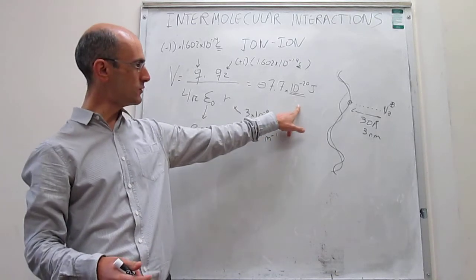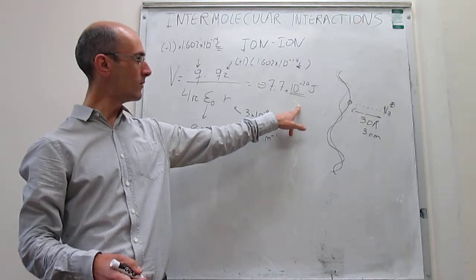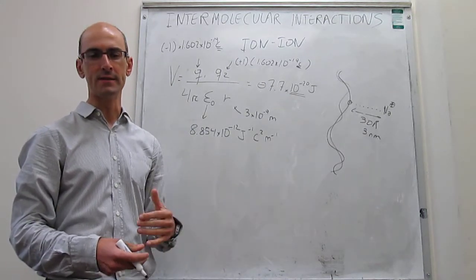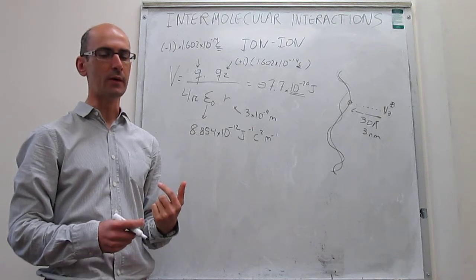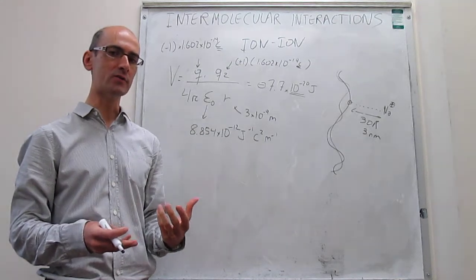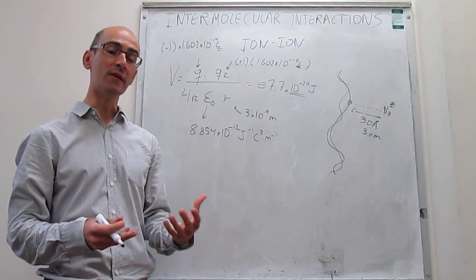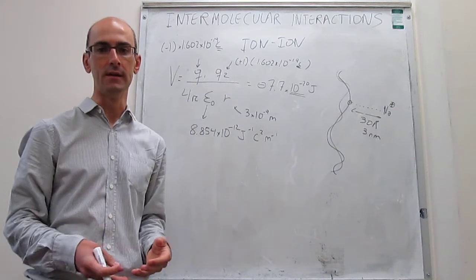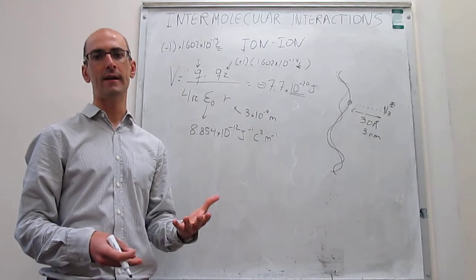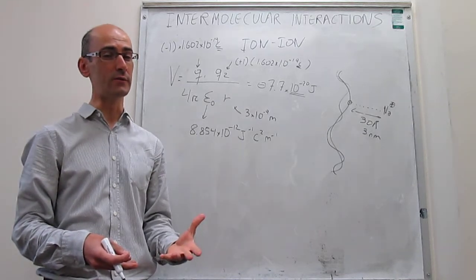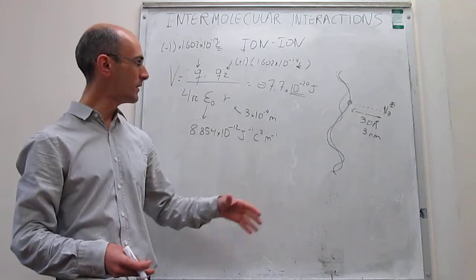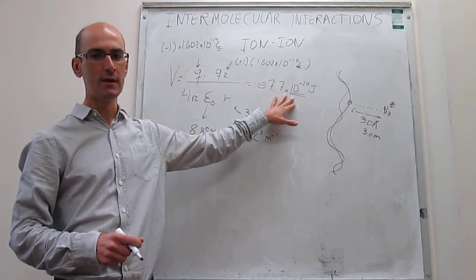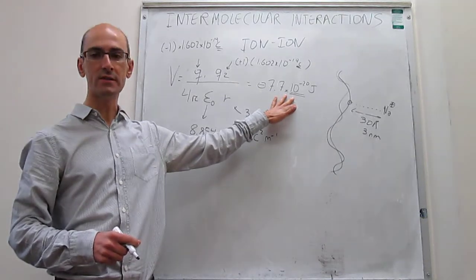Now we can transform this into kilojoules per mole by using Avogadro's number, and this energy turns out to be about 46, 47 kilojoules per mole. Notice that that is in sharp contrast with a typical covalent bond, which is in the few hundred kilojoules per mole. For example, a CH bond in an alkane has a covalent bond energy of over 400 kilojoules per mole. In this case, the energy is on the order of 40 kilojoules per mole. So it's not as strong as a covalent bond, but it's not weak either.